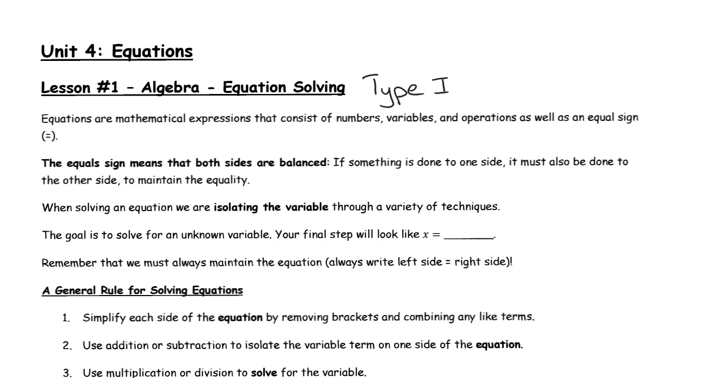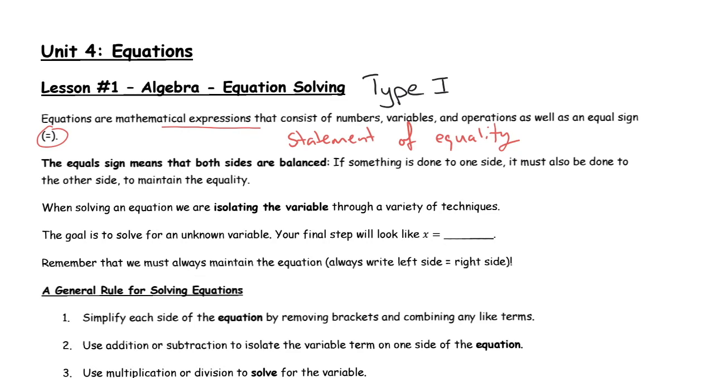Anyway, an equation is a mathematical expression that consists of numbers, variables, and operations, as well as an equal sign. And there's the key here. It's a statement of equality. Now, usually there's an unknown in there, and that's what we're looking for. So when we say solve an equation, we're looking for the value of that unknown.